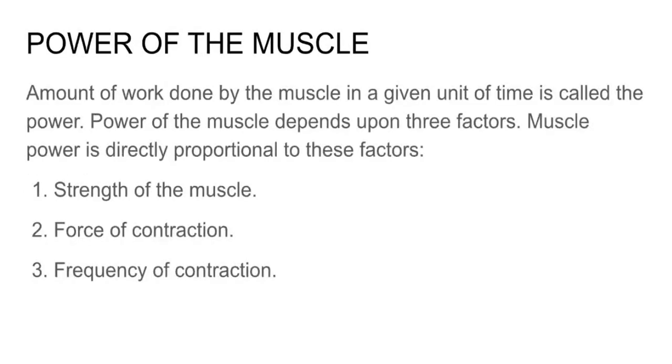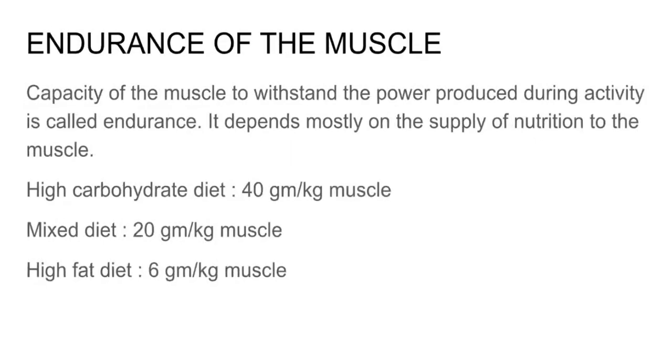Power of the muscle. Amount of the work done by the muscle in a given unit of time is called the power. Power of the muscle develops upon three factors. Muscle power is directly proportional to these factors, that is, strength of the muscle, force of the contraction, and frequency of the contraction.